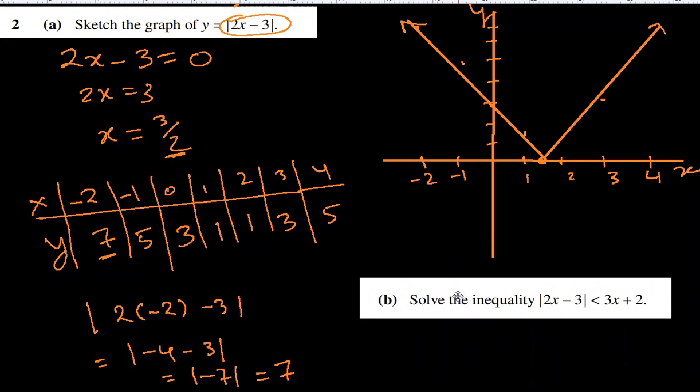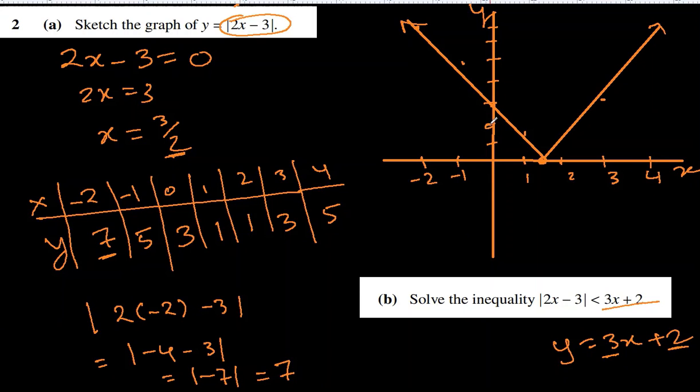B part says solve the inequality, the same absolute of 2x minus 3 is less than 3x plus 2. The best thing for solving this one will be, because we have a graph, let's draw the graph for 3x plus 2 also. Y equal to 3x plus 2, a new function. It has a gradient of 3 and y-intercept is 2.